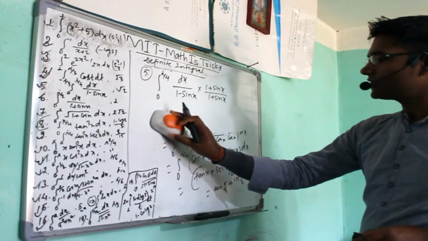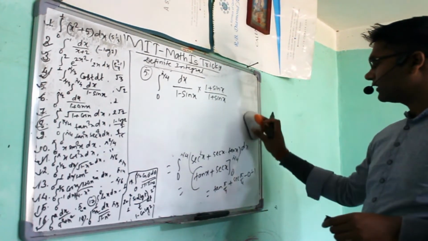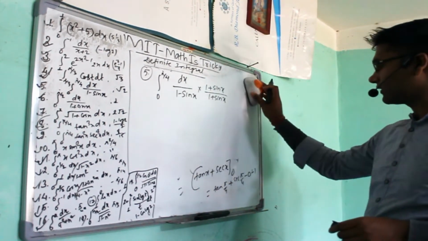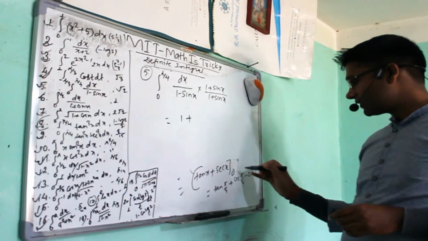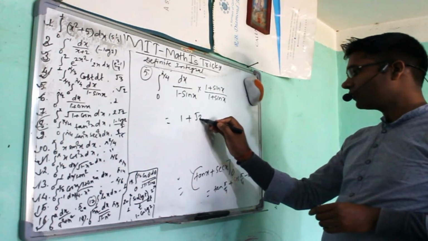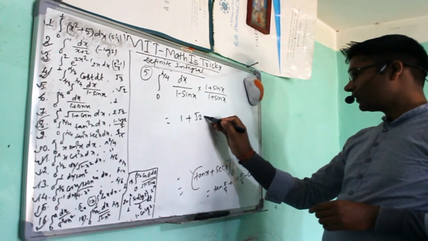So it's very simple. My dear students, please just remember how we calculate indefinite integral. Just follow that method, and then at last we substitute the value of x, first upper limit and then minus lower limit, to get the final answer.